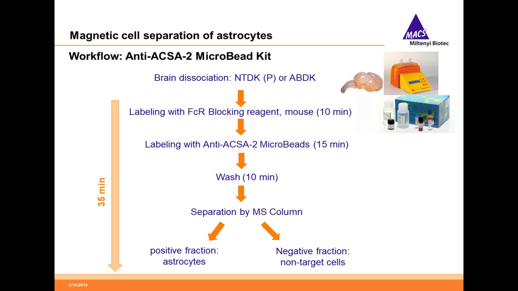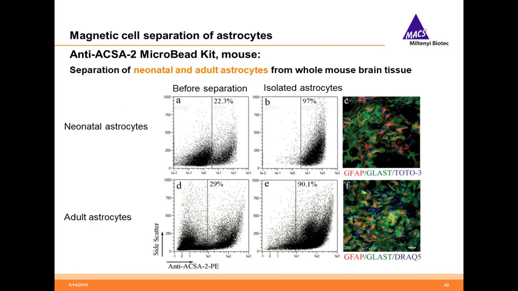The workflow of the anti-AXA2 microbead kit is a little bit different. Here the dissociation can be performed with the anti-DKP in case of neonatal mice, or ABDK in case of mice older than P7. Then we have again labeling with the FCR blocking reagent, and then it's a direct labeling with the anti-AXA2 microbeads. And after washing, you can go to the separation with MS columns. As this is a direct labeling, it's a little bit faster and takes around 35 minutes.